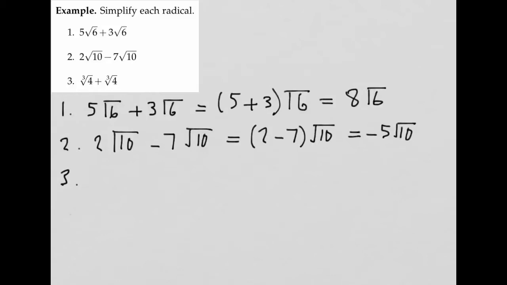Example 3, cube root of 4 plus cube root of 4. This is adding cube root of 4 to itself. So we have 2 times cube root of 4.